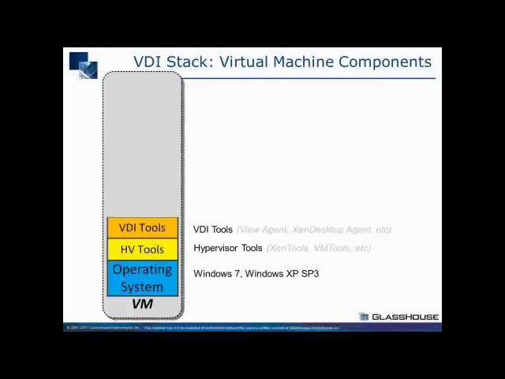And you have various items that are unique to the VDI environment as well. If you're using View, you have the agent for that. Xen Desktop has its own agent, and so forth. That helps deliver that virtual machine. It helps deliver that virtual desktop.